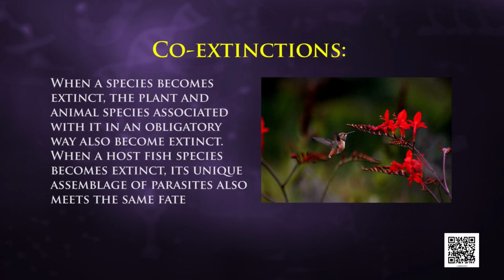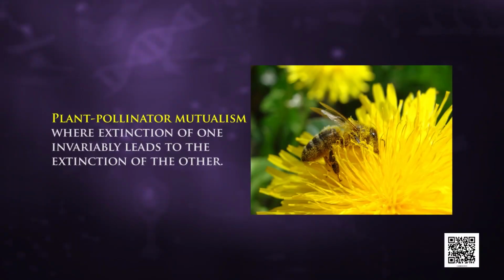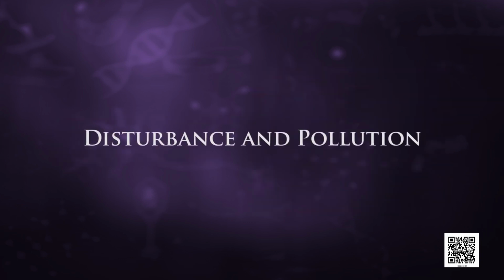Co-extinction. When a species becomes extinct, the plant and animal species associated with it in an obligatory way also become extinct. When a host fish species becomes extinct, its unique assemblage of parasites also meets the same fate. Another example is the case of co-evolved plant-pollinator mutualism, where extinction of one invariably leads to the extinction of the other.